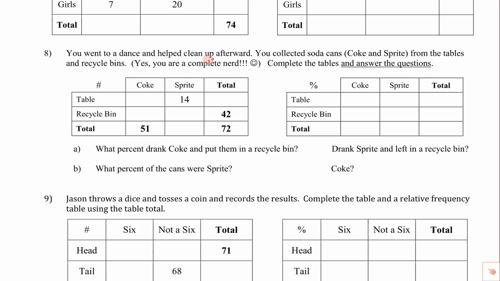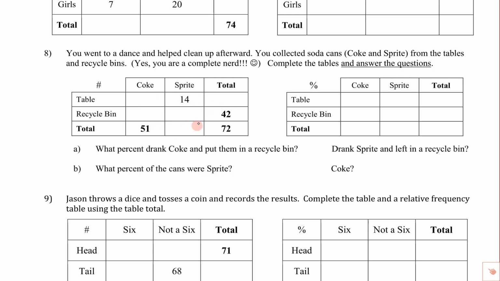You went to a dance and helped clean up afterward. You collected soda cans, Coke and Sprite were served, from the tables and the recycling bins. Yes, you're an absolute complete nerd if you did that, I suppose. All right, it says complete the table and answer the questions. So this has the numbers there. We're just going to make a frequency table.